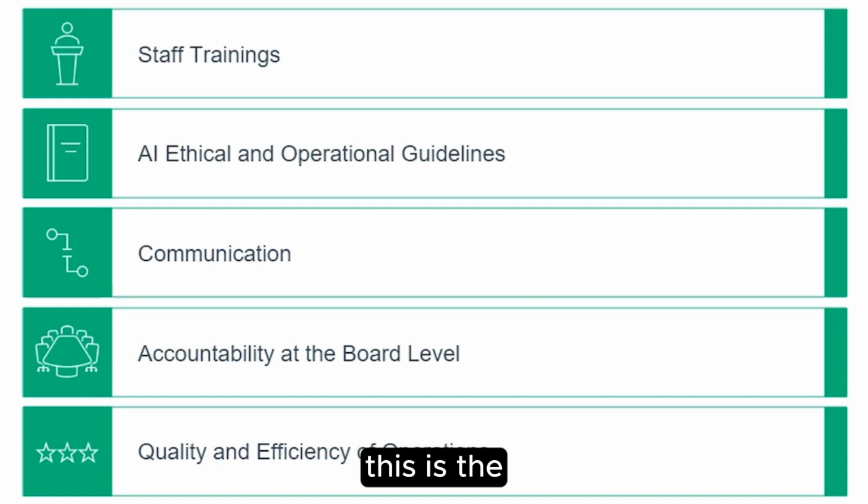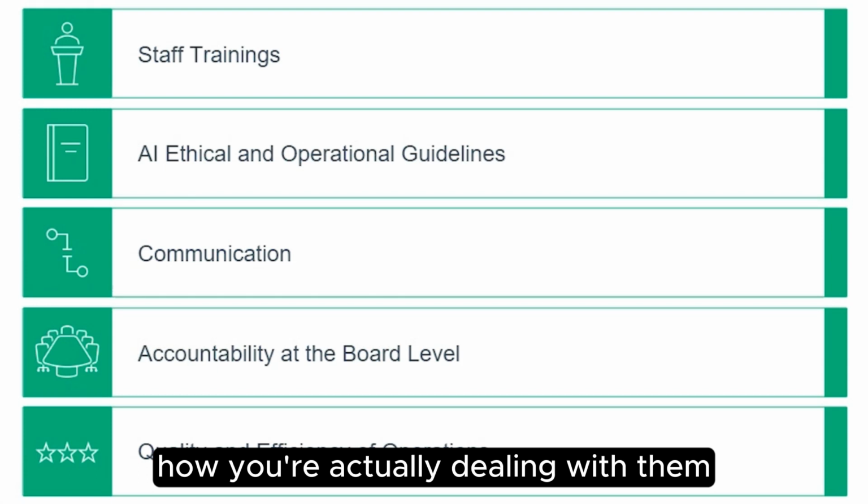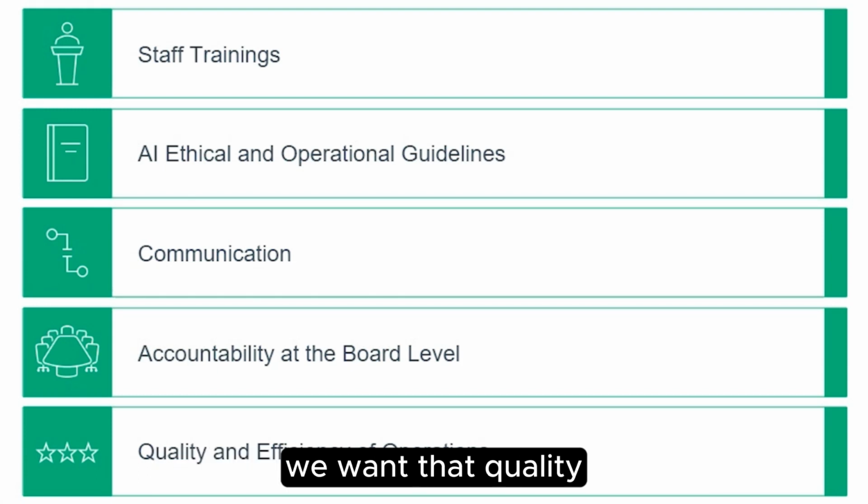However, this is the key bit with ethics. You cannot wholly and exclusively rely purely on AI. That is where you as a professionally qualified accountant come into it, and the communication and the accountability, as you can see from the other points. Is this the right decision? You should know the client, the organization, the supplier, how you're actually dealing with them. And granted, we want that quality and efficiency in the operations, in how we get through that data, like we touched on at the start of this presentation today.